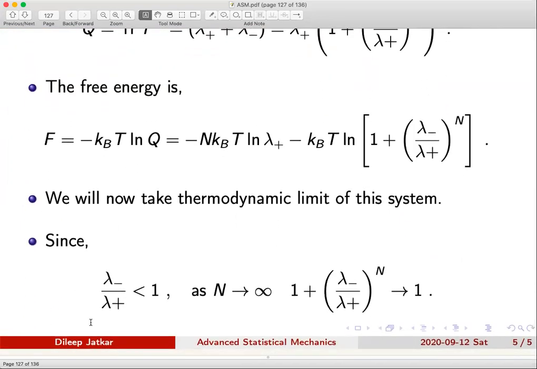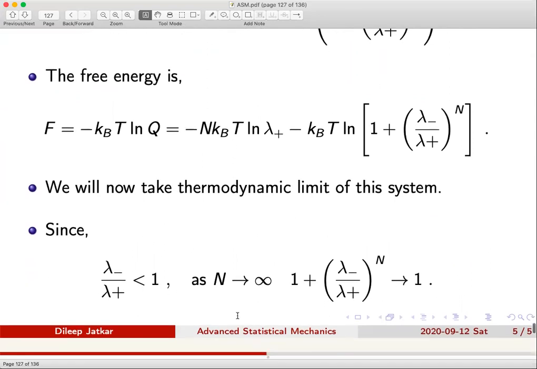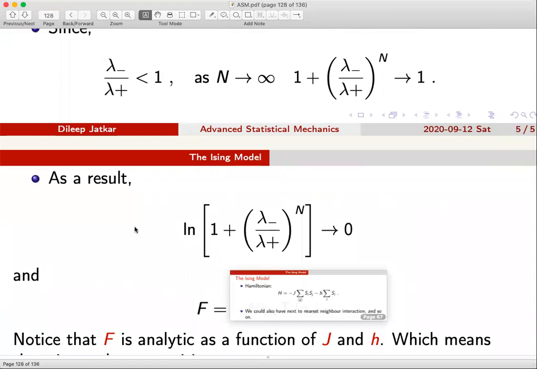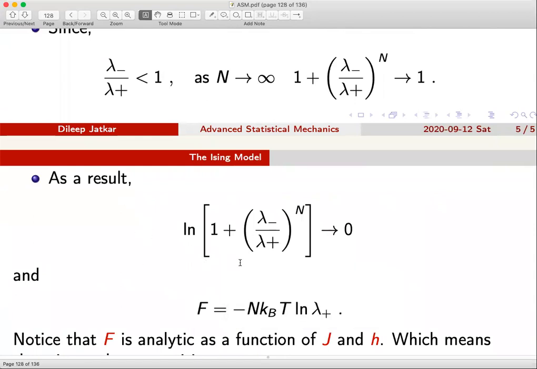This is the same thing that I just argued, that lambda minus upon lambda plus is less than one. So you can take this to be one. So in the thermodynamic limit, you basically reduce your free energy to minus n times kB times T times log of lambda plus, and you can essentially forget about this piece. Of course, I am still keeping the factor n here because otherwise the whole thing would become infinite. Usually what one writes is a free energy density, which is 1 over n times the total free energy. That quantity is of course going to be finite.